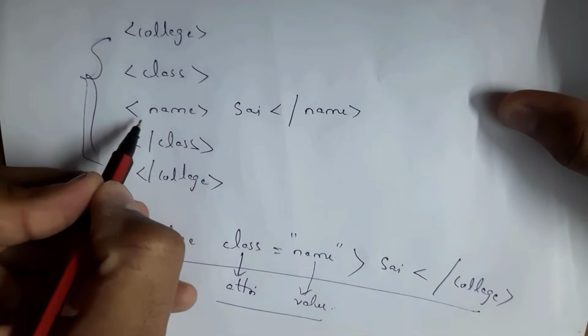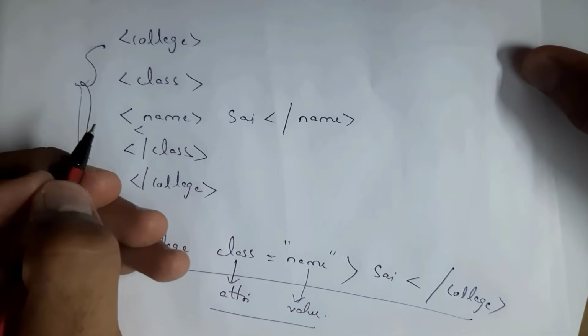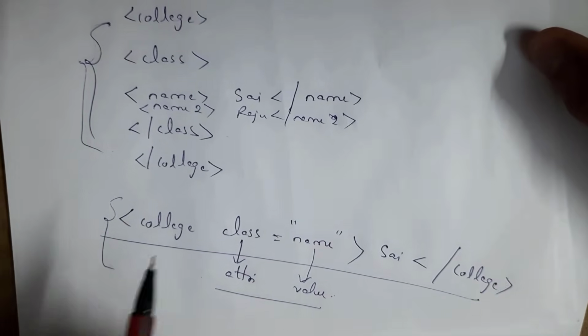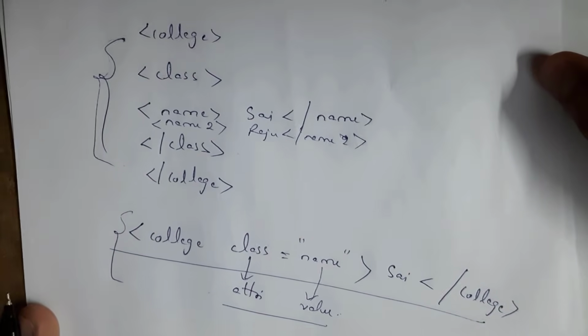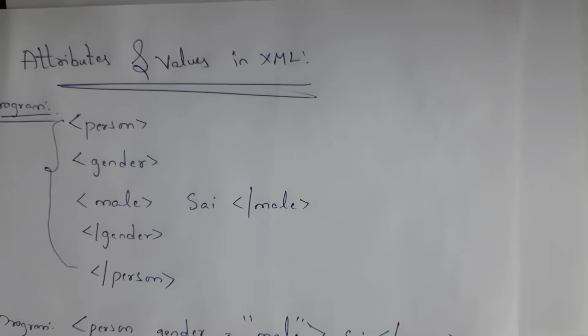For example, if I want to add one more tag, it is very easy. But adding one more tag in these attributes and values is very complicated. So these attributes and values are not recommended. Hope you have understood what are attributes and values in XML.